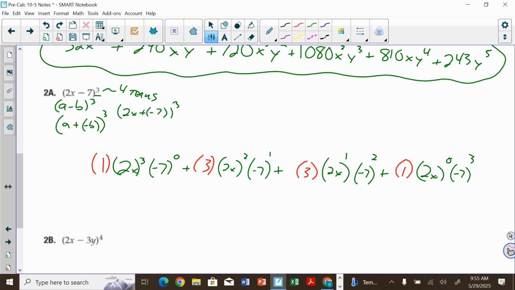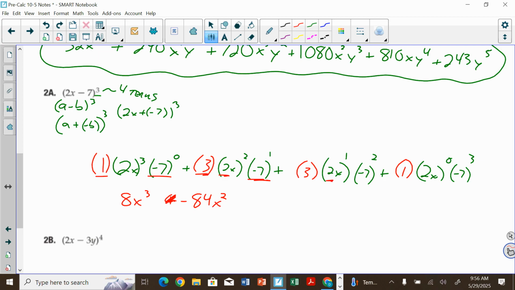So now I'm simplifying with the exponents. I know this is 1. I know this is 1. So my first term is just going to be 2 to the third power, which is 8x cubed. Okay. My next term, 2 squared is 4. So it's going to be 4x squared times negative 7 times 3. So it's going to be a negative 84x squared. And we don't even need the y to the first because it's just a number. And then over here, again, because negative 7 is just numbers, so it's always going to work out here.